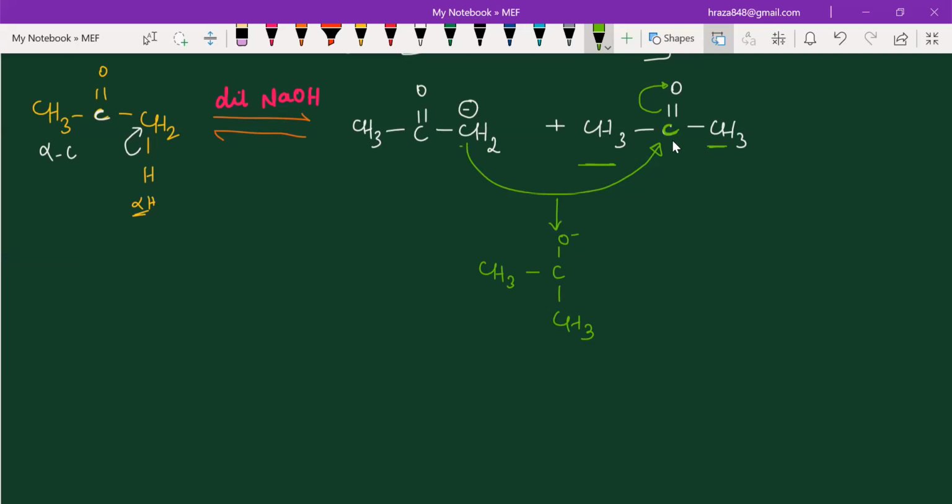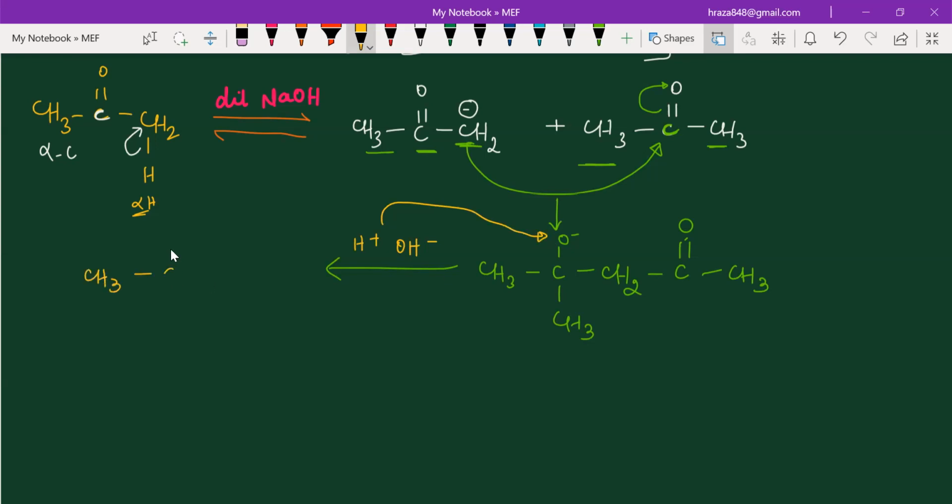Now see, this CH2 will attack on this. So it will be CH2, and then there will be C double bond O. There was CH3. So can I write this? Yes. And after this, what you are going to do is just H plus OH minus. This H plus will go to this, and what you will get is CH3COH, and then there is CH3, and then there is CH2, and then there is C double bond, and then there is CH3. Got it?